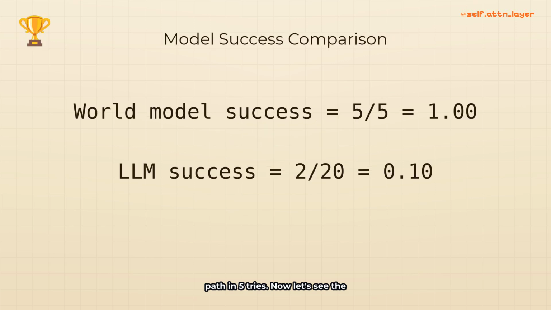Now let's see the magic. Robot tries 5 moves. Forward, left, forward, grab. Each move updates the grid and scores it. After 5 tries, it finds the best path. Forward, left, grab. Success ratio: 5 divided by 5 is equal to 1.00. Meanwhile, the language model tries 20 wild paths. Only 2 work. Success ratio: 2 divided by 20 is equal to 0.10. The world model wins by a landslide.